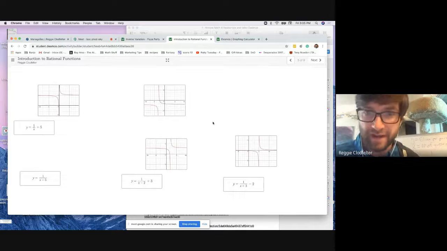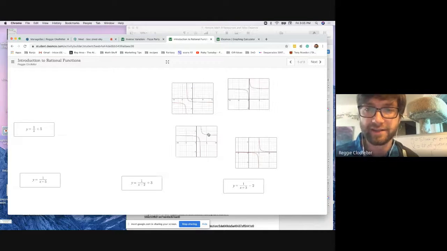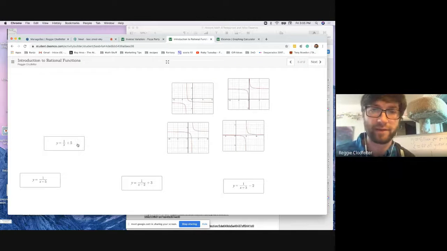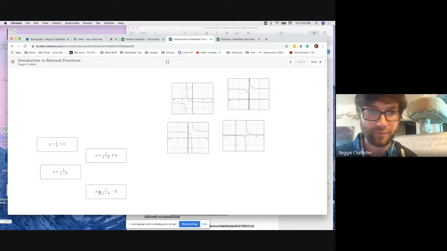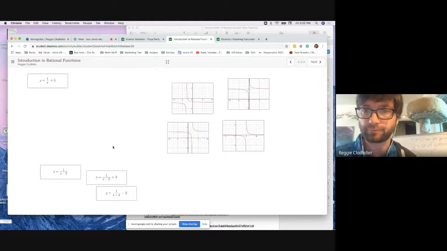So we need to match these 4 graphs to these 4 equations. Instead of having you do it on your own, I'm just going to have you guys tell me what to do. Okay? So we'll take this first one, y equals 1 over x plus 5. Which of these 4 graphs would match the equation y equals 1 over x plus 5?